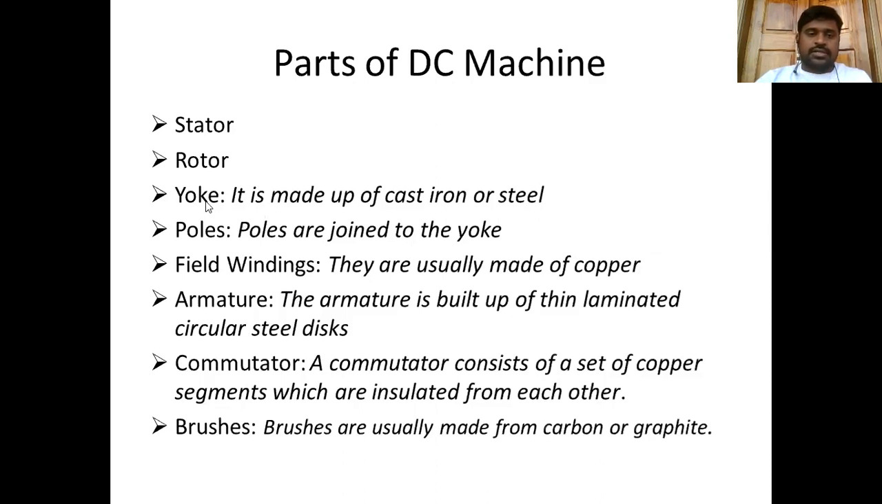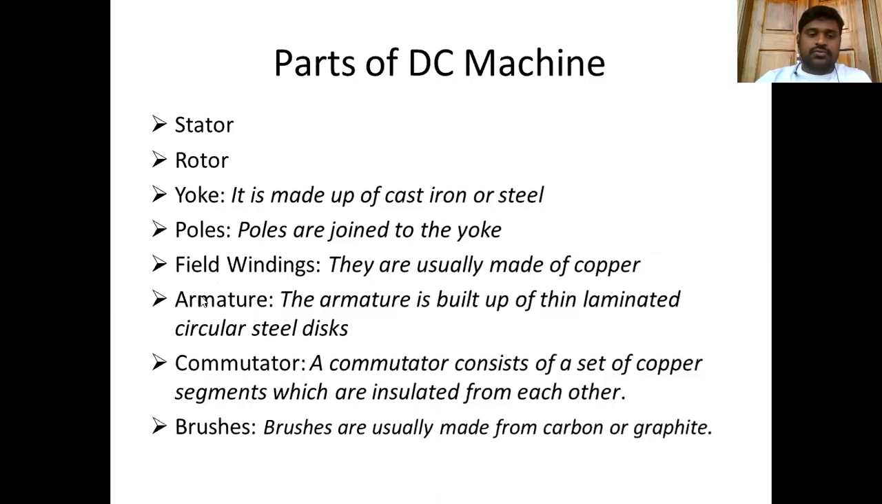Now, if you see the yoke, generally the yoke is a strong material. It will protect the inner parts. That's why it is made up of cast iron or steel. And inside, on the stator, poles are there. Poles are even in number, and these are joined to the yoke. And on the poles we have the field windings. Generally, these are made up of copper.